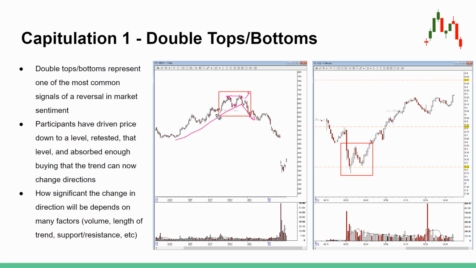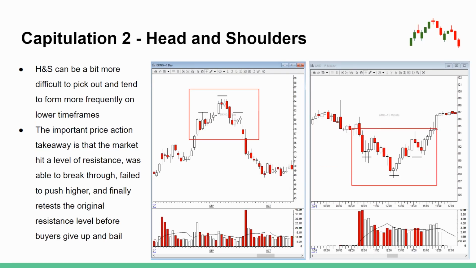Now, how significant the reversal will be is going to depend on many factors that we'll talk about in the future. Volume, how long the trend's been going, are you running into a major support resistance level? A ton of different stuff can go into this, but for now, again, the first capitulation pattern is the double top and double bottom, and we'll talk about head and shoulders next.